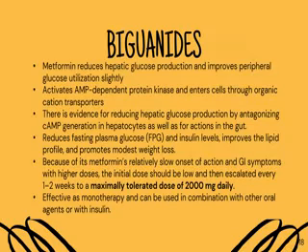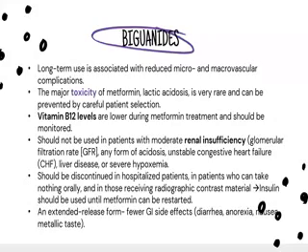Because of metformin's relatively slow onset of action and GI symptoms with higher doses, initial dose should be low and then escalated every 1 to 2 weeks to a maximum dose of 2000 milligram daily. Effective as monotherapy, can be used in combination with other oral agents or with insulin as well. Long-term use is associated with reduced micro and macrovascular complications. The major toxicity of metformin, lactic acidosis, is very rare and can be prevented by careful patient selection. Vitamin B12 levels are lower during metformin treatment, should be monitored.